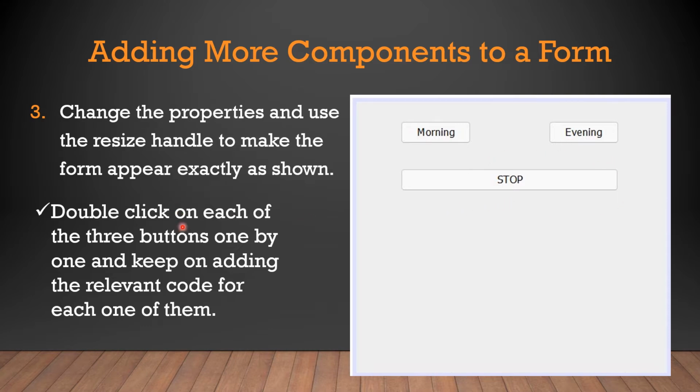So double click on each of the 3 buttons one by one and keep on adding the relevant code for each one of them. We have discussed the coding in detail, that how to do coding of buttons. So we are not going to tell each and every step. We are directly going to the coding. If you are confused with how to do the coding of button, then you can refer to the previous videos. Here we are going to double click each of these buttons and go to their coding and start the coding.